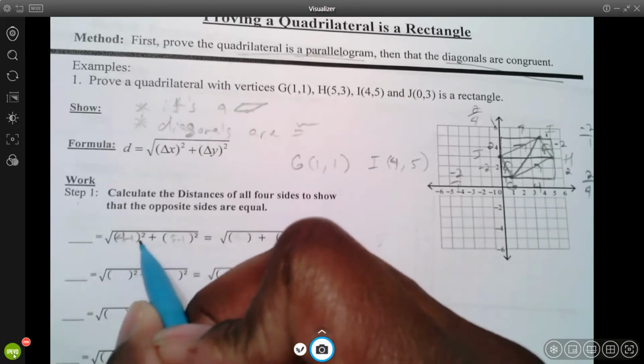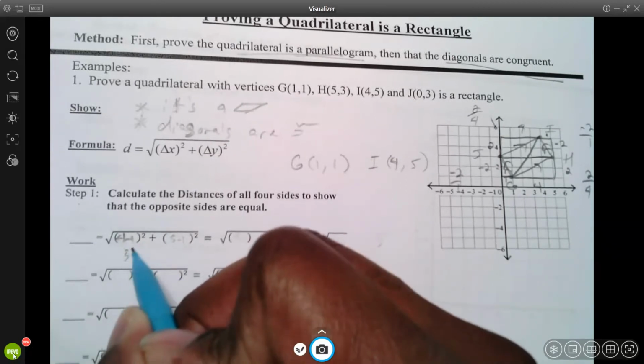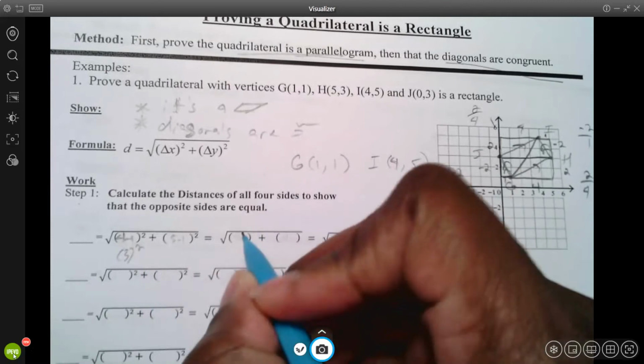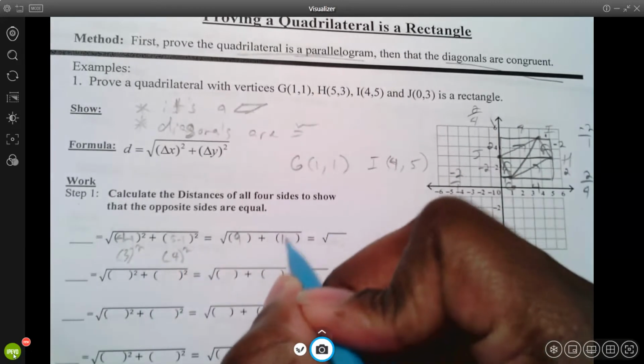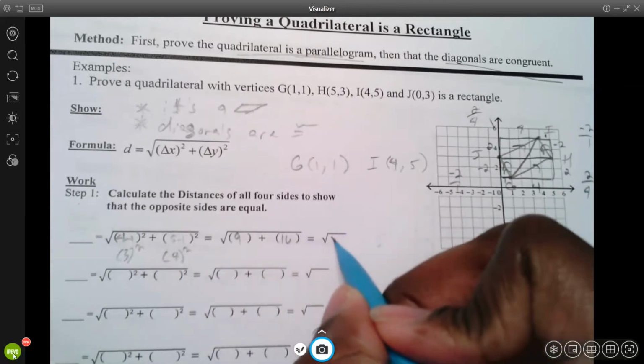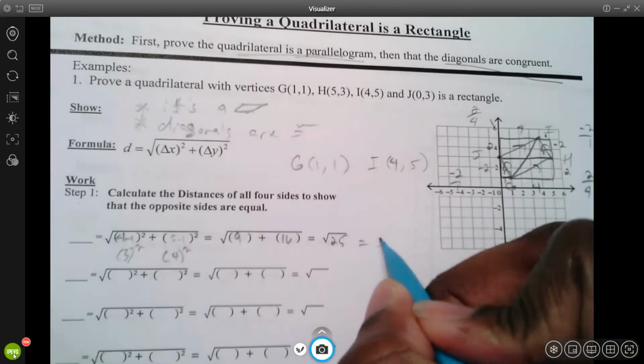So 4 take away 1 squared, that's 3 squared, so that's 9. 5 take away 1 is 4 squared, so that's 16. 9 plus 16 is 25. Square root of 25 is 5.